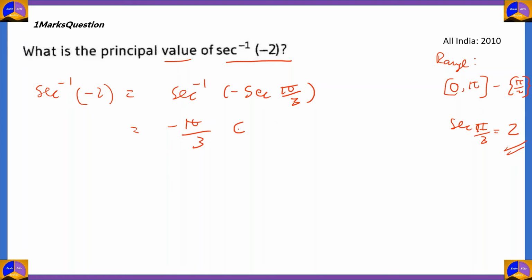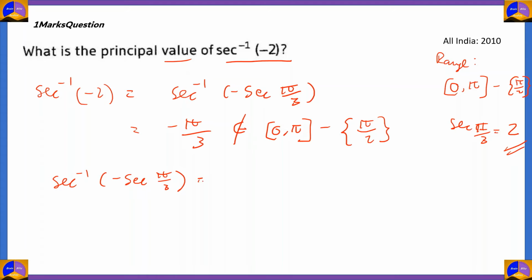However, this minus pi by 3 does not belong to the closed interval 0 to pi minus pi by 2. This does not belong because it's less than 0. So this answer is not the right one. How do we do this? Let's go back to this part of the answer. Sec inverse of minus sec pi by 3. We'll write it as sec inverse of sec minus pi by 3.